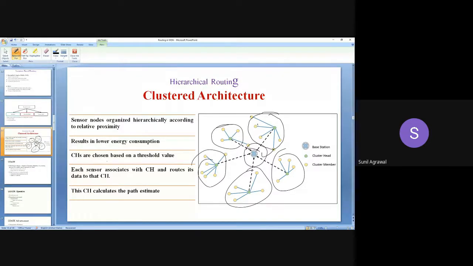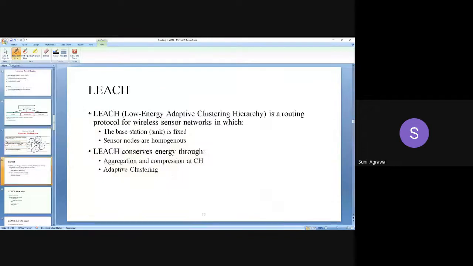So we can say CH, cluster heads, are chosen based on a threshold value. That means it should have certain energy above some threshold value. So LEACH is the basic protocol using this clustered architecture, and it was proposed long back.